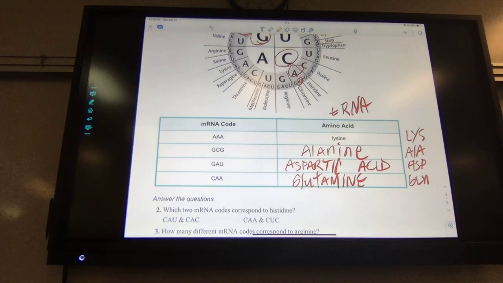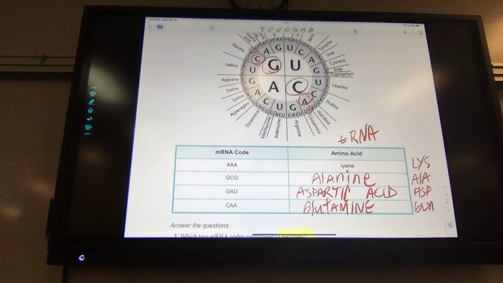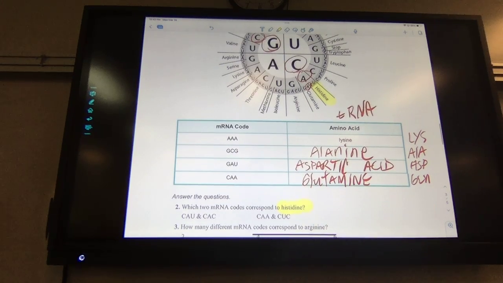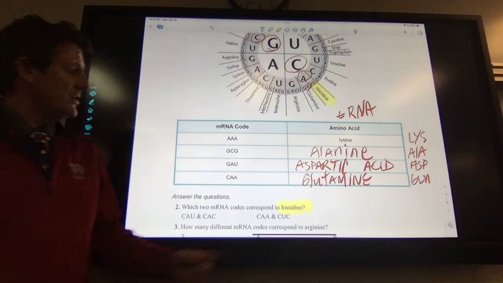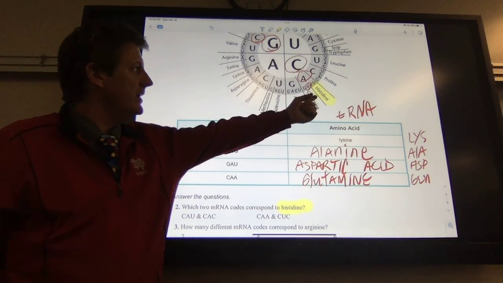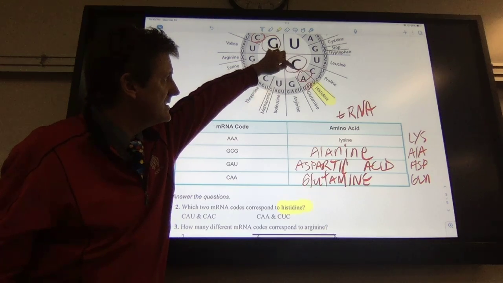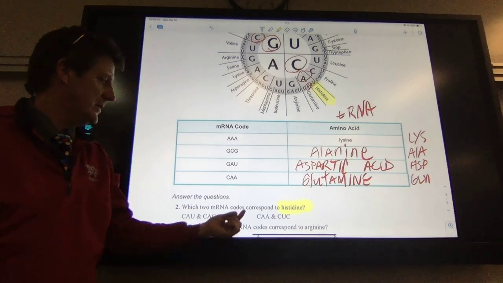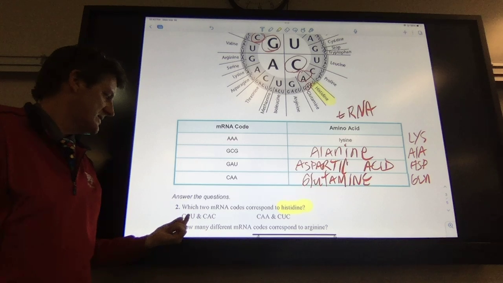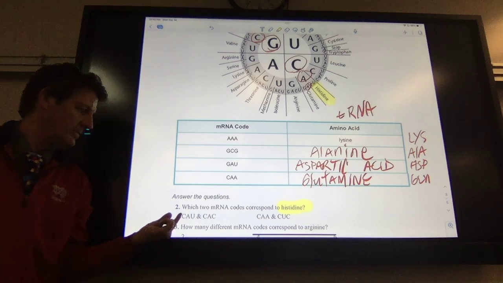So now we're looking for histidine. There's histidine. So histidine on the wheel is right here, and it would be CAC and CAU.